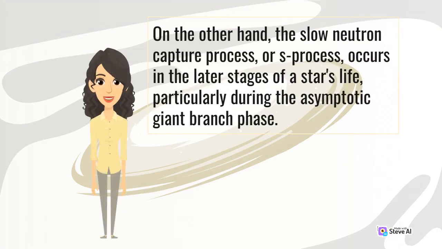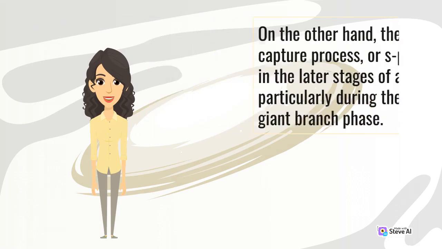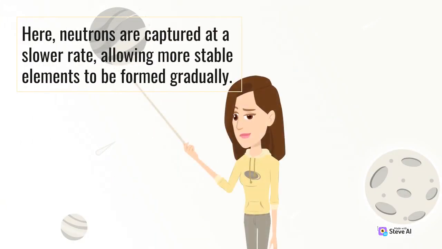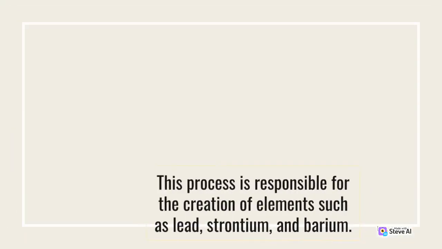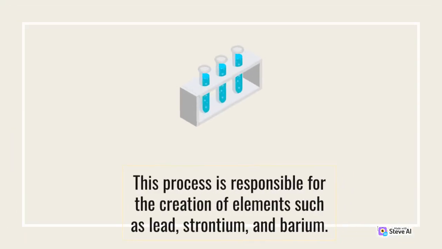On the other hand, the slow neutron capture process, or S process, occurs in the later stages of a star's life, particularly during the asymptotic giant branch phase. Here, neutrons are captured at a slower rate, allowing more stable elements to be formed gradually. This process is responsible for the creation of elements such as lead, strontium, and barium.